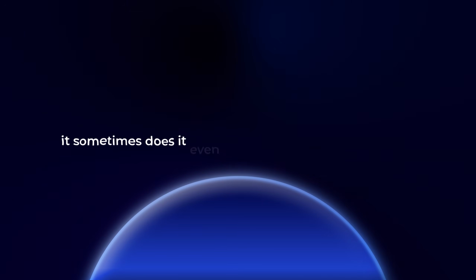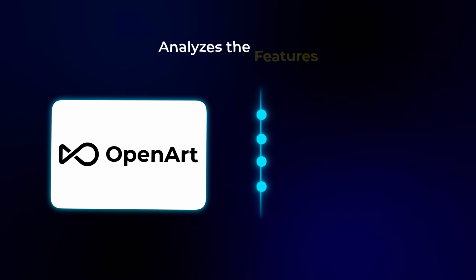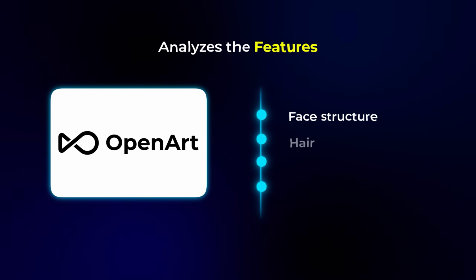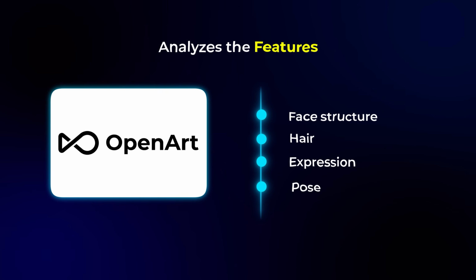This part takes only about 5 to 10 minutes, which is shockingly fast compared to other tools, and it sometimes does it even faster depending on the queue. While it's working, OpenArt analyzes the features, face structure, hair, expression, and pose across all your uploads. It builds a full identity model based on what's consistent across the images.